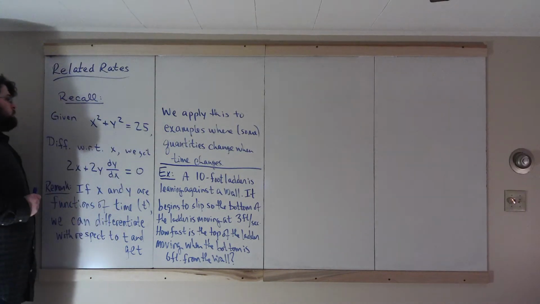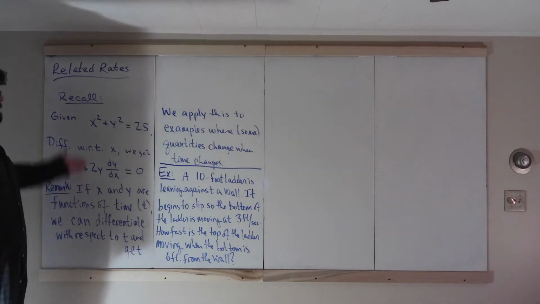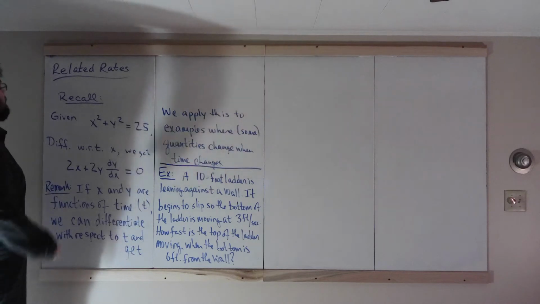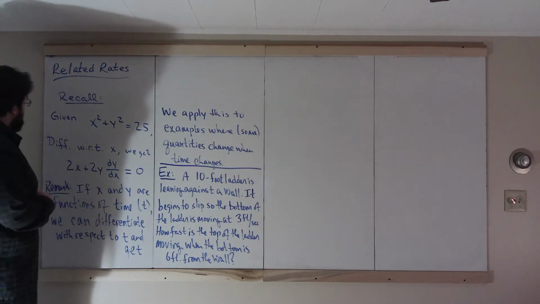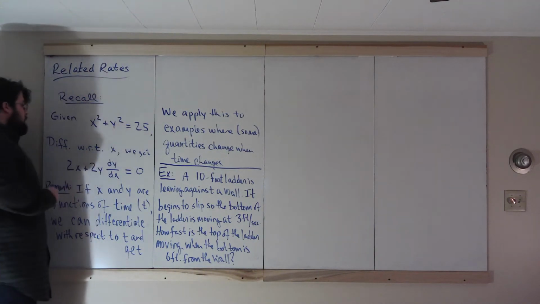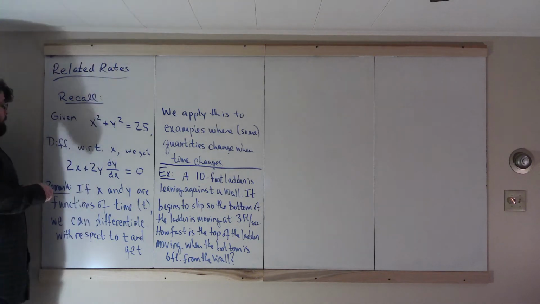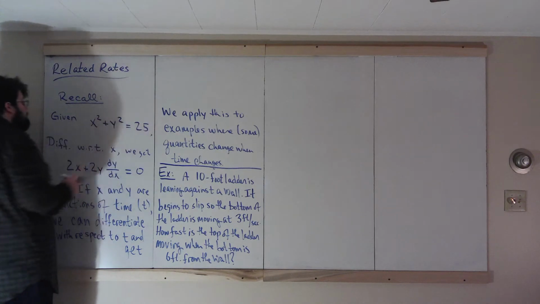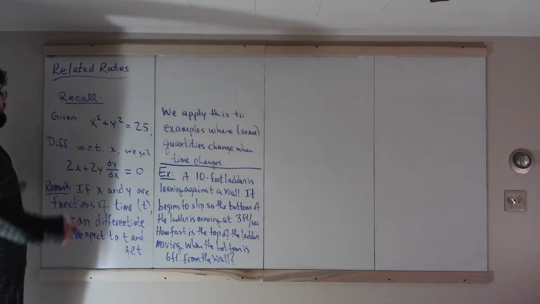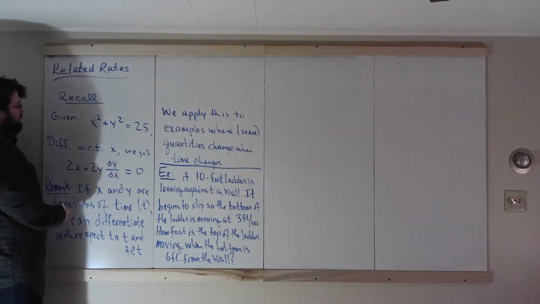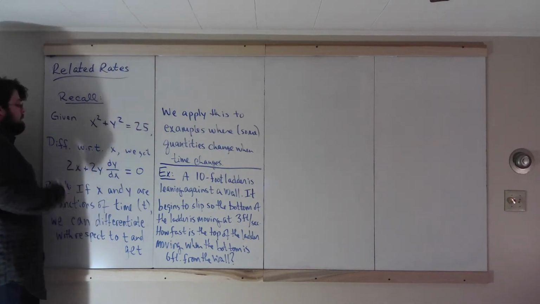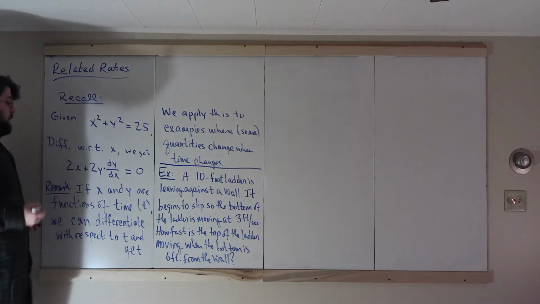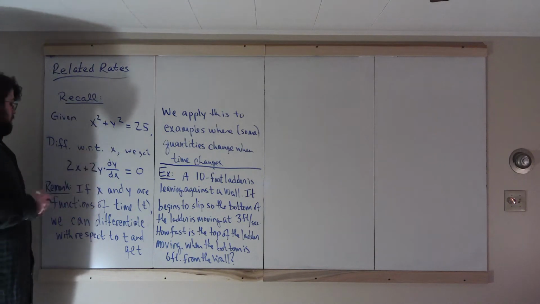Given x squared plus y squared equals 25, remember, y in this case is not a function of x, but it is implicitly defined in terms of x. We can differentiate that equation with respect to x. And when we do that, we get 2x, because x is just x. And when we differentiate y, we treat y as an implicit function of x, as being defined implicitly by x. And because of that, we use the chain rule and get a dy dx.